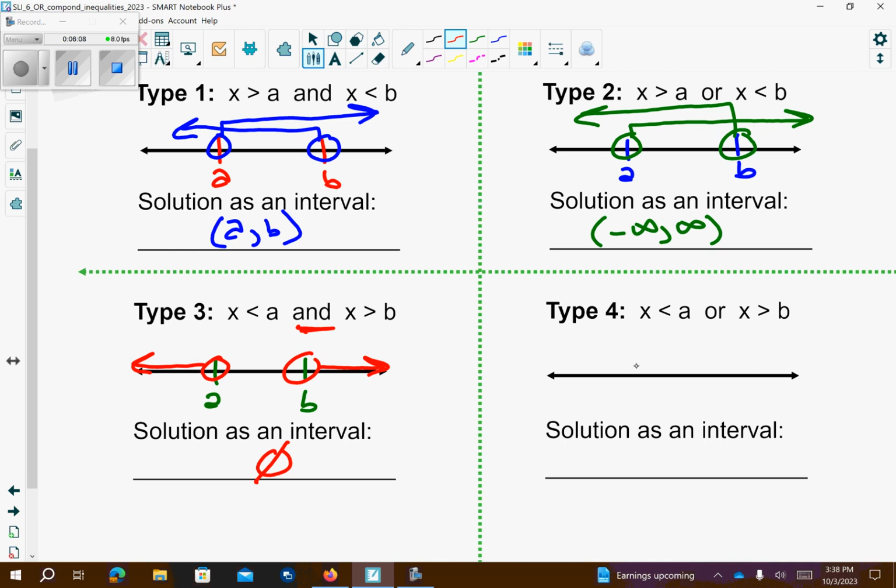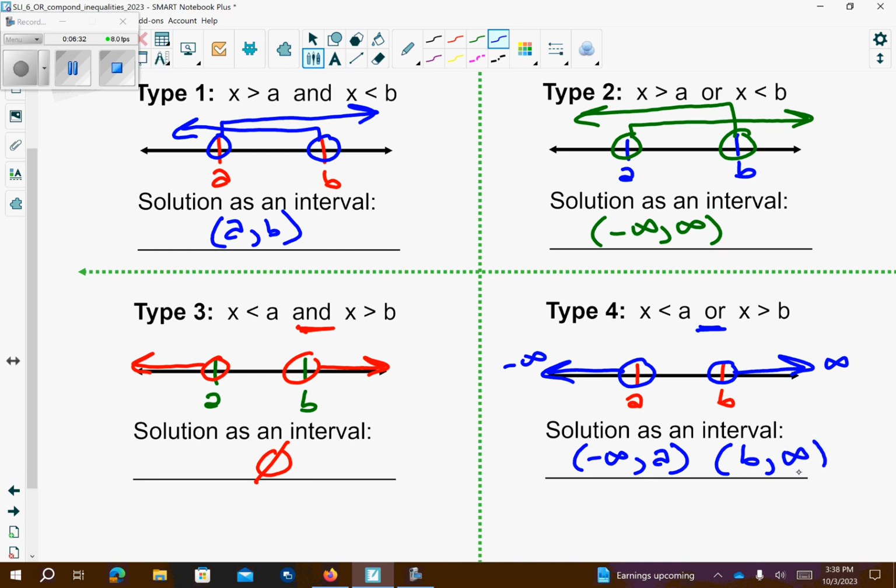And then let's take a look at this one. If I have A here and I have B here, I have an open dot at A going this way. This is an or problem. I don't need overlap. This is an open dot on B going this way. This is going to infinity. This is going to negative infinity. Now I'm going to have two solutions: negative infinity to A, soft bracket or parenthesis, and soft bracket or parenthesis for B to infinity. So you need two parts of that, and the reason that takes place is it's an or.